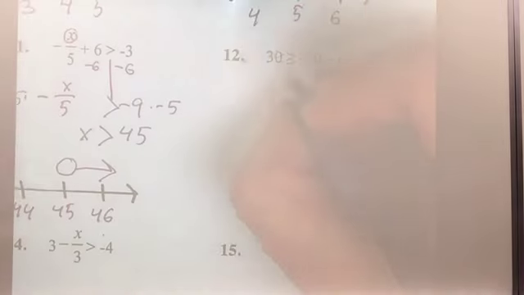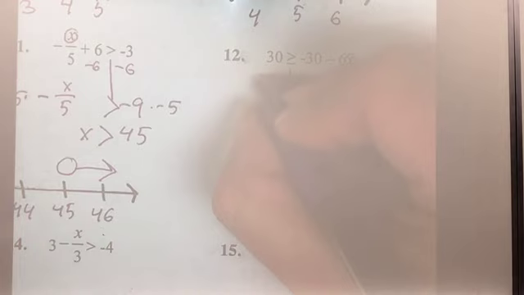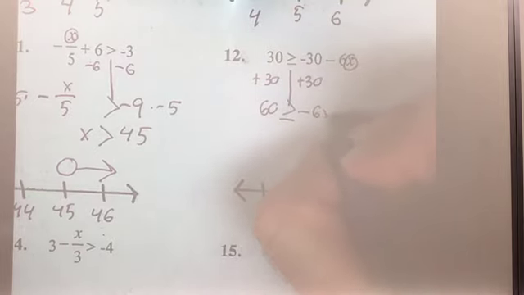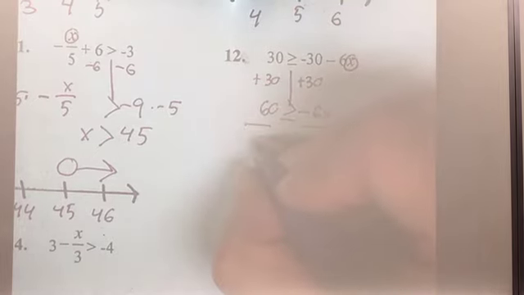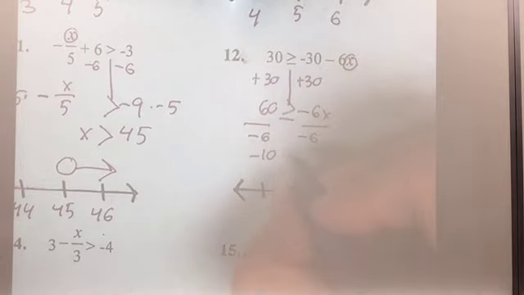Number 12. We draw the line. Find the variable. Add 30 to both sides. So now I have 60 is greater than or equal to negative 6x. Divide both sides by negative 6. I get negative 10. When you divide by a negative, your sign flips.